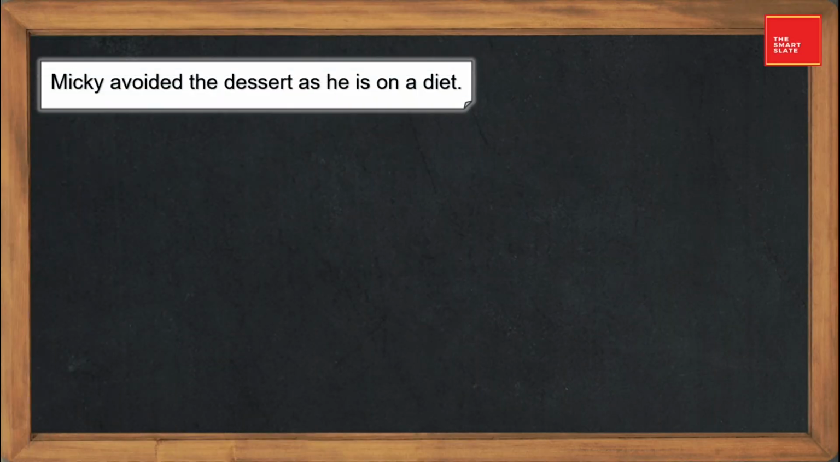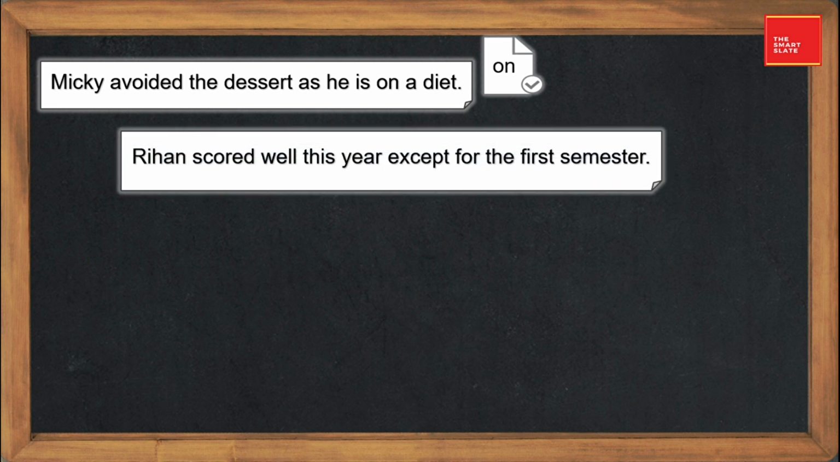Looking at the example, Mickey avoided the dessert as he's on a diet. So he avoided the dessert because he's on a diet. So on here is the preposition. There is a condition through which he's going on, or it is the state of being, like he's on diet right now. So on is the preposition of condition. Rehan scored well this year except for the first semester.